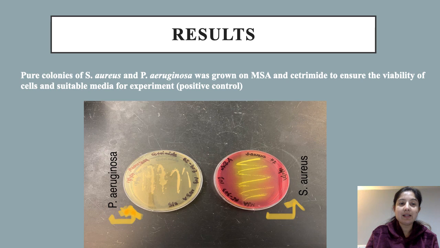So here in this slide you can see the picture of the plates, MSA plate and Cetrimide plate for Pseudomonas aeruginosa and S. aureus. This was used as a positive control on the same day when we did our experiment.